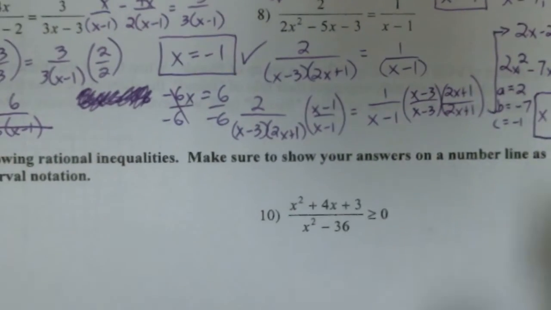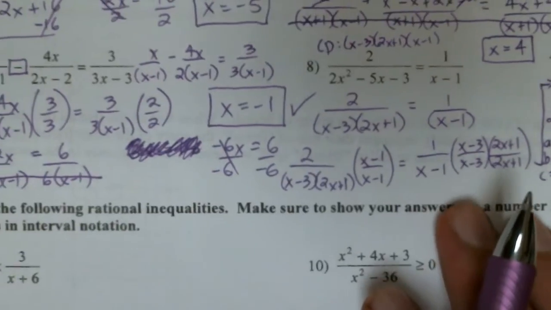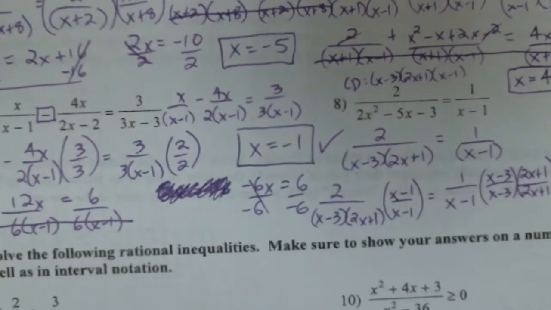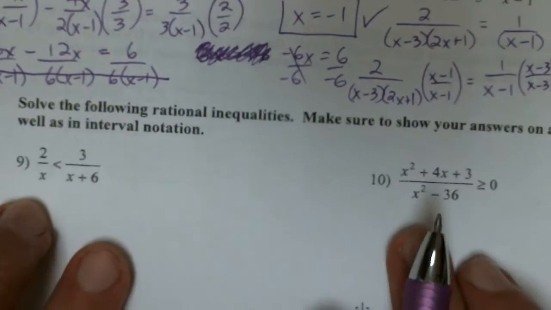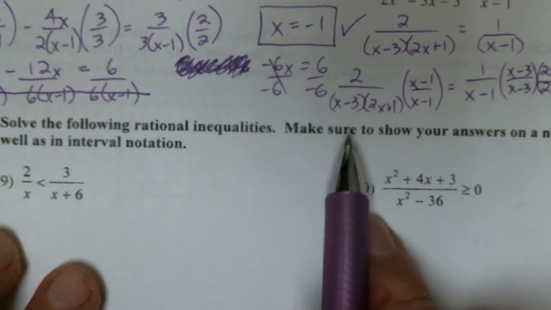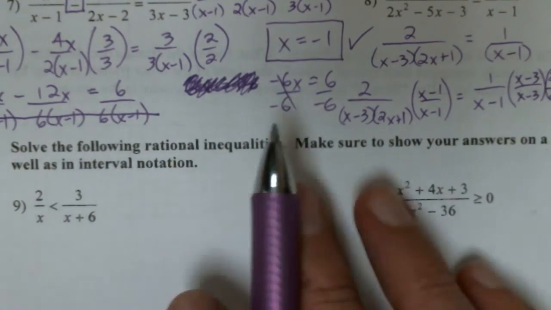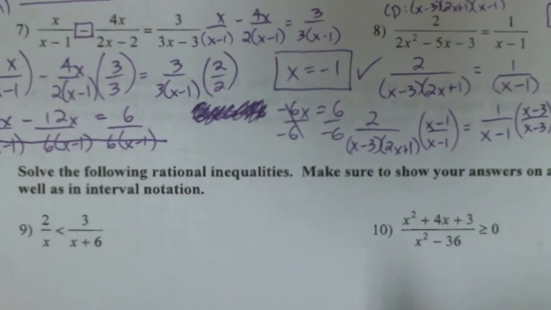All right. So those are how you solve the rational equations. All right. So now let's look at these inequalities. Okay. So here we go. Solve the following rational inequalities. All right. Make sure your answers are on the number line and in interval notation. Okay. Interval notation.